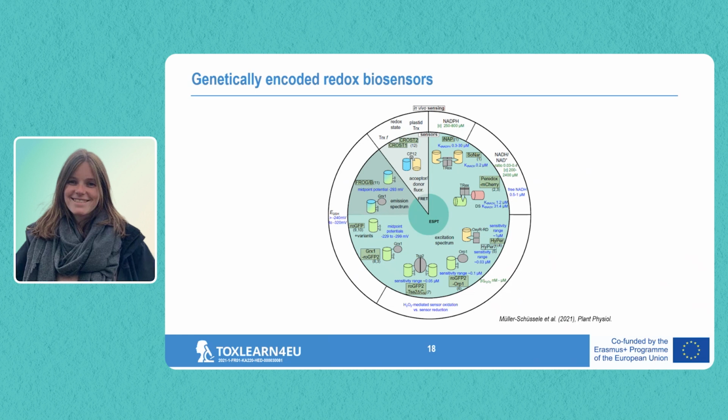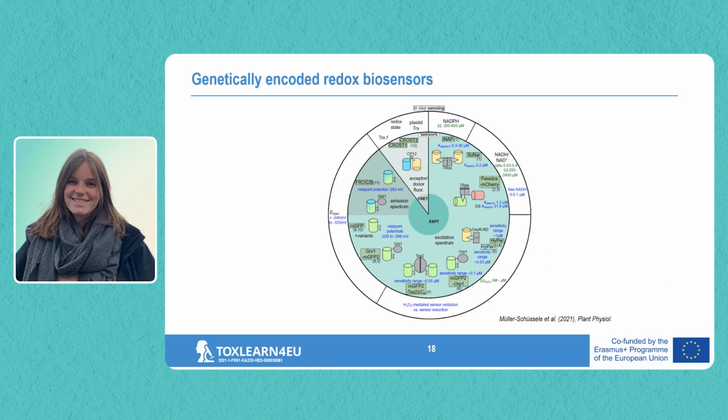And then we have sensors for hydrogen peroxide, which we already talked a lot about. We have sensors for the ratio between NADH and NAD+, which is, of course, an important electron donor and therefore also strongly linked to redox reactions. And we also have sensors for the glutathione redox potential. So as Anne mentioned, glutathione is an important antioxidative metabolite.